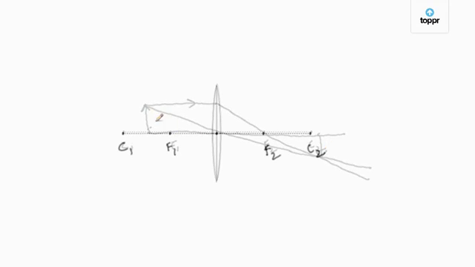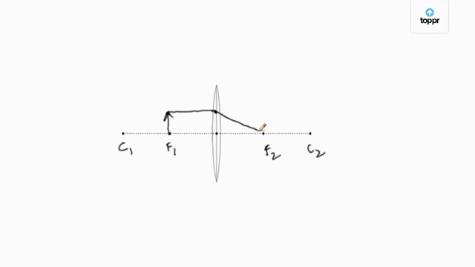Now, let us place our object at the principal focus and draw the ray diagram. Draw the first ray parallel to the principal axis, which on striking the lens after refraction is going to pass through the focus, and draw the second ray passing through the optical center. Now we find our image forms at infinity. This image is going to be highly enlarged, real and inverted, but the image is going to form at infinity.